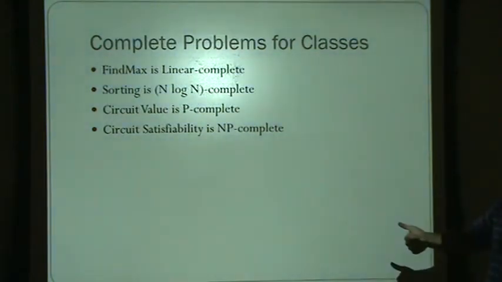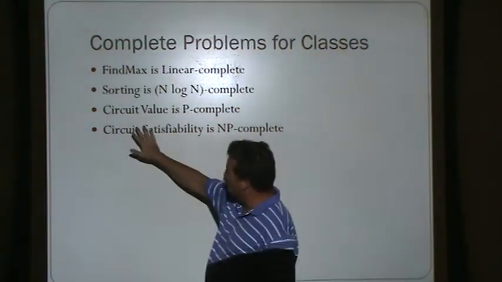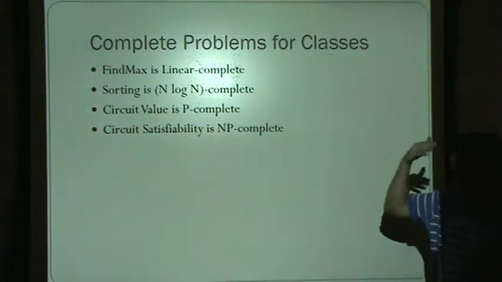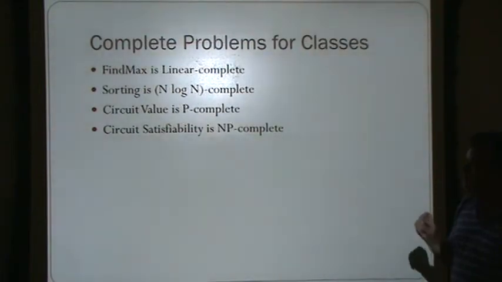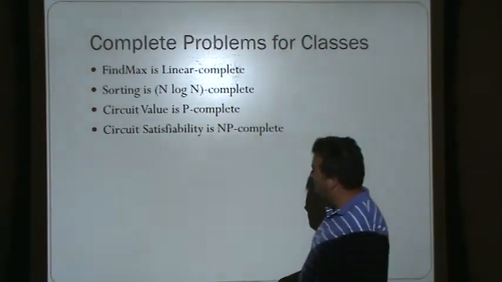So there's an algorithm that runs n log n, and nobody will ever come up with an algorithm better than n log n to solve sorting. And then, like we just talked about before, the circuit value problem, where you're given a circuit and the inputs, the zeros and ones, to determine whether the output of the circuit is a 0 or a 1. That is a polynomial complete problem.